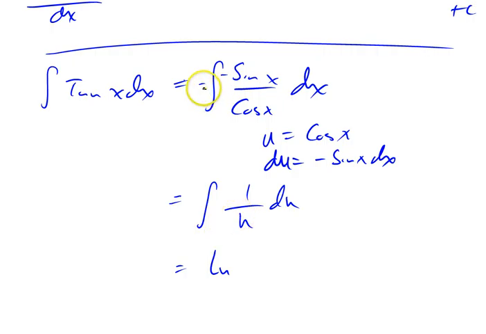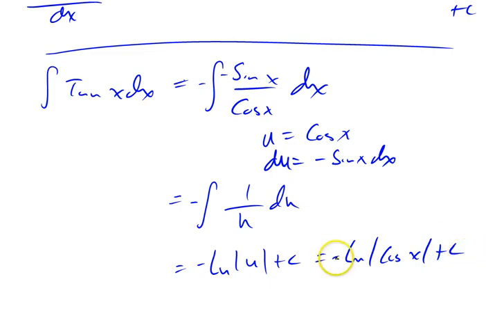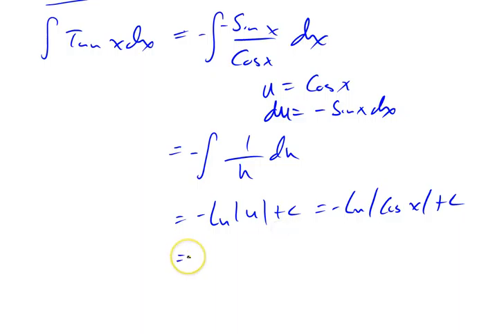Oops, but I lost the minus sign. That minus sign should be here: minus the natural log of the absolute value of u plus a constant. So that's minus the natural log of the absolute value of the cosine x, which is perfectly legitimate to leave that way. However, usually you don't see it written that way. They take this minus sign and write it as an exponent.